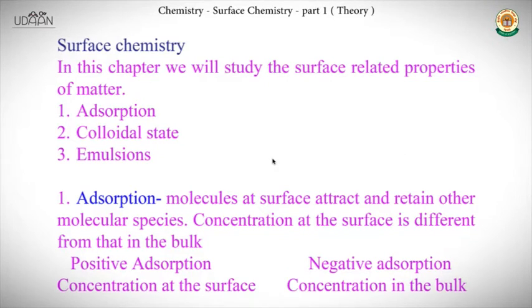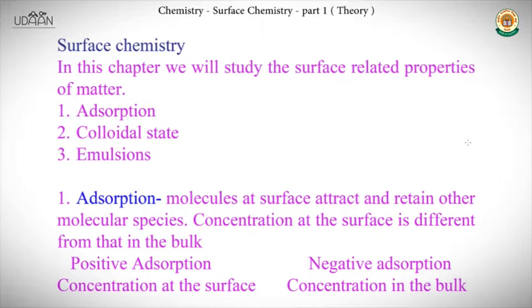Okay, so let's now start with this new chapter whose name is surface chemistry. In this chapter, we're going to learn some properties related to surfaces of substances. So let's begin with the theory part. We'll be studying some important properties related to surfaces of substances. We'll begin with adsorption, then go on to study colloids and then emulsions. So let's start with adsorption.